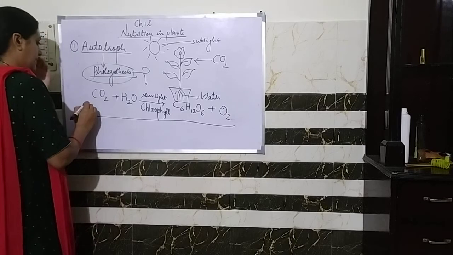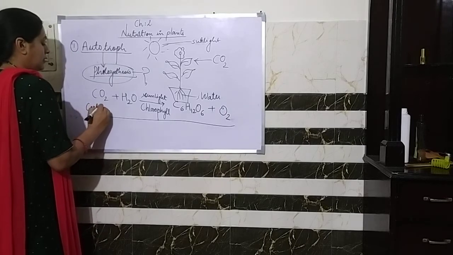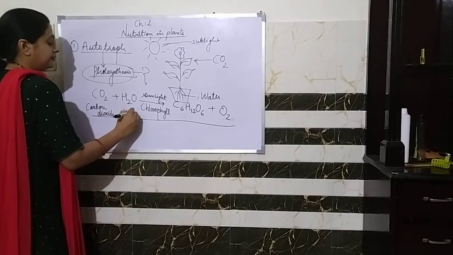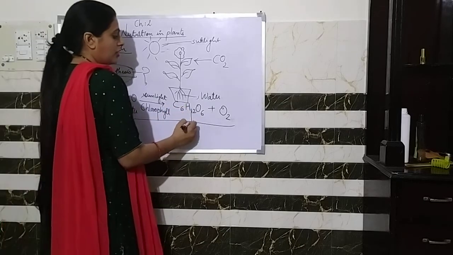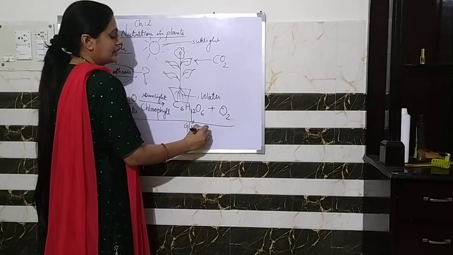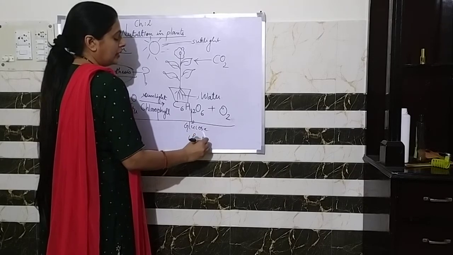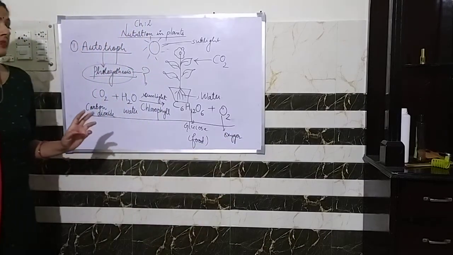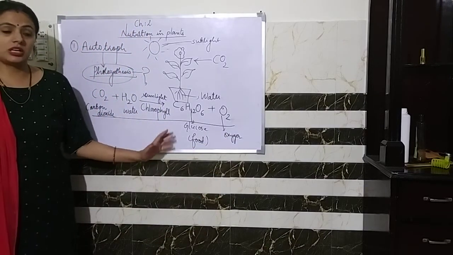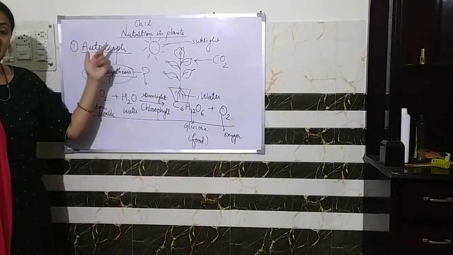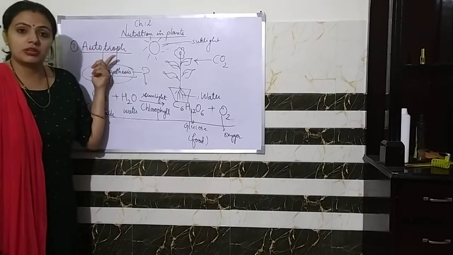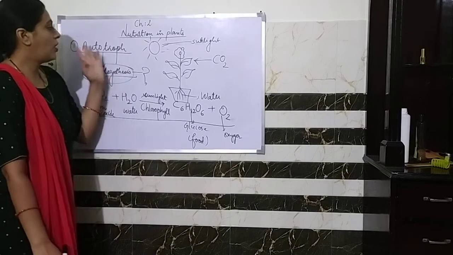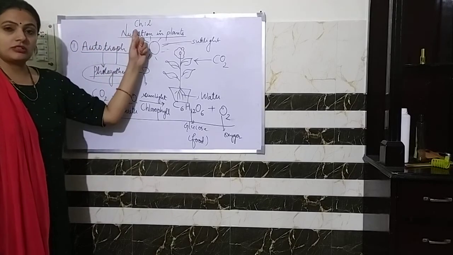So this is the carbon dioxide. I am writing its name over here. Carbon dioxide, water. This is the formula of glucose, or you can say food. And this is oxygen. This is the photosynthesis process which comes under the autotroph mode of nutrition, and autotrophic nutrition is a mode of nutrition which is used by our green plants, right? So we have done the autotrophic mode of nutrition in the nutrition of plants.